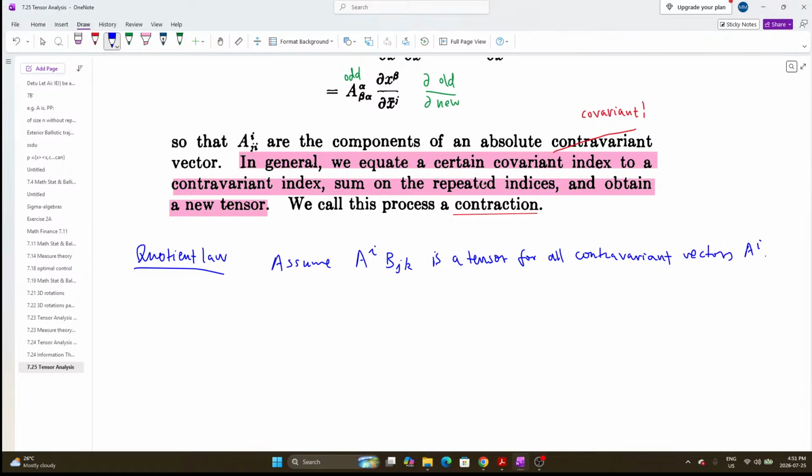All right, and we will prove that B_JK is a tensor. Of course, according to the index position, this should be a second order covariant tensor. So I'm going to finish discussing this example, and we'll close the stream there.